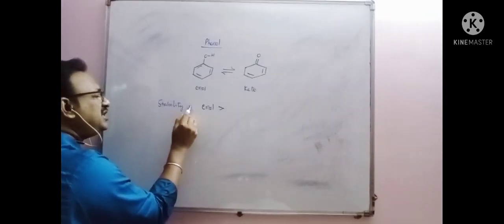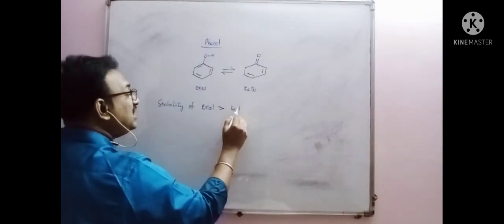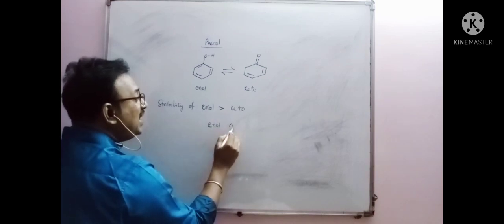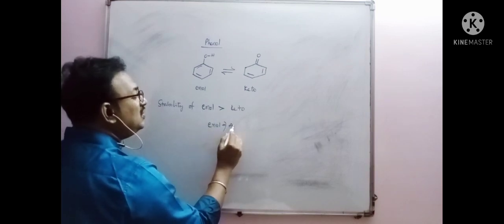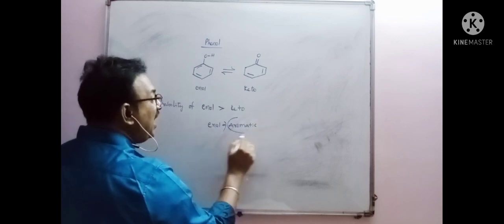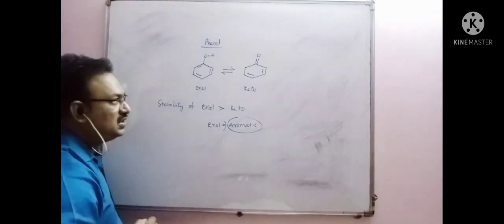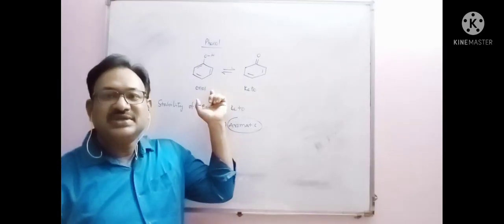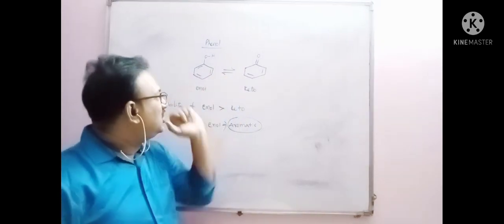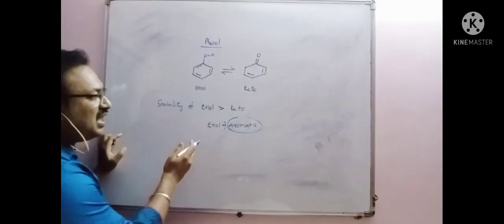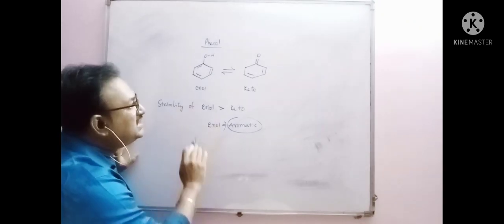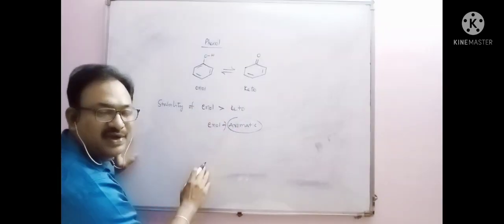All of you note: the stability of enol form is greater than that of keto form, because here the enol form is aromatic in nature. So, aromatic stabilization: aromatic compounds are more stable when compared to non-aromatic ones. So due to aromatic stabilization, here the stability of enol form is greater than that of keto form. This is phenol and this is its keto form.